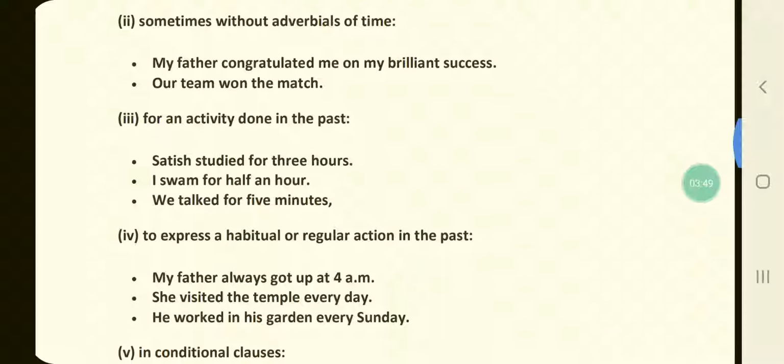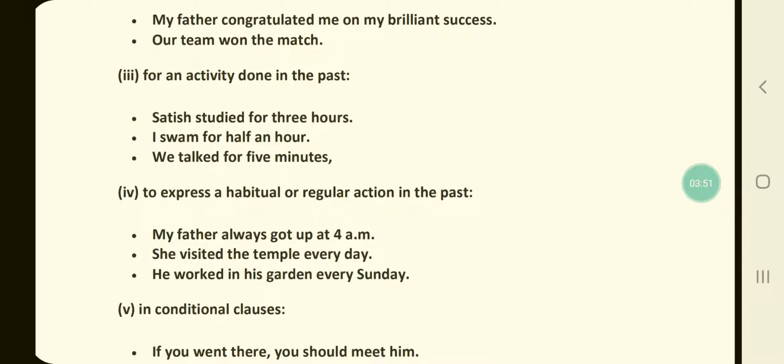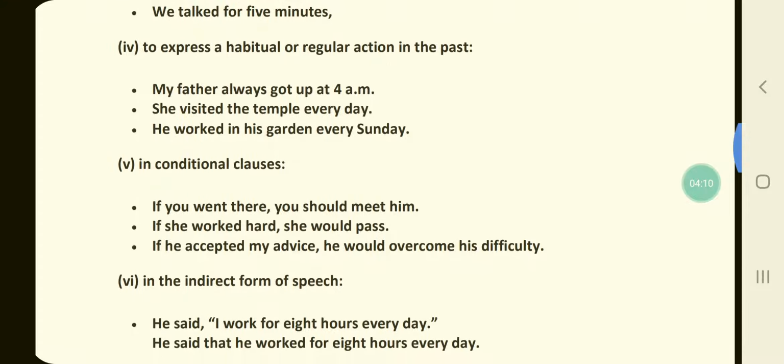Third way of using simple past tense, for an activity done in the past. Example, Satish studied for 3 hours. I swam for half an hour. So these are the actions which were done in the past. So here we can use simple past tense. Simple past tense, children, can also be used to express a habitual or regular action in the past. For example, my father always got up at 4 a.m.